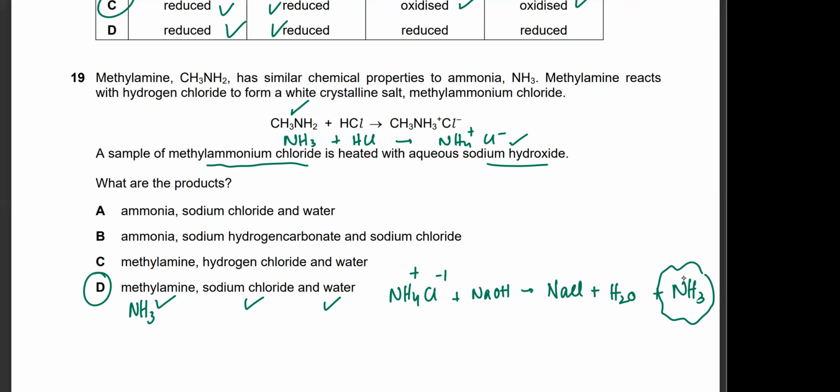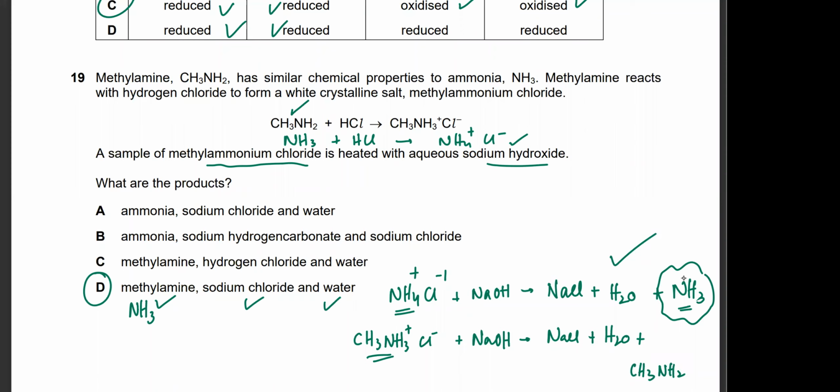So the reaction of this would be CH3NH3+ Cl-, I'm just going to copy it, with NaOH. NaCl will be produced, water is going to be produced, and the ammonium ion turns into ammonia. It loses an H+. So the methylammonium ion turns back into methylamine. Look at the upper reaction and copy it the same way: NH4+ turns back into NH3, so CH3NH3+ turns back into CH3NH2. Is this clear?